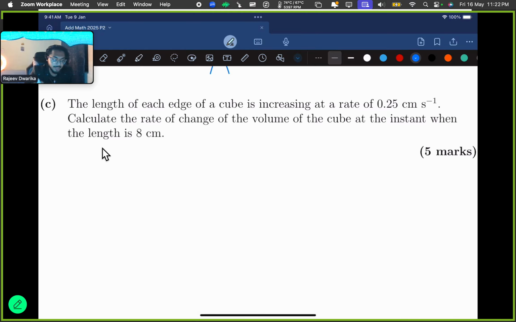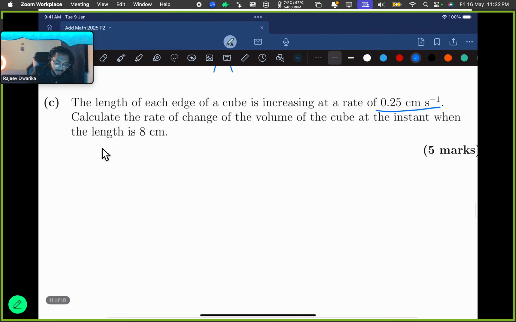So they're saying that the length of each edge of a cube is increasing at a rate of 0.25 centimeters per second. So what they are giving you is dl dt, the change in length over the change in time. That's what it means. 0.25. How I show my students, I just tell them look at the units. Honestly, just look at the units. It will give you everything.